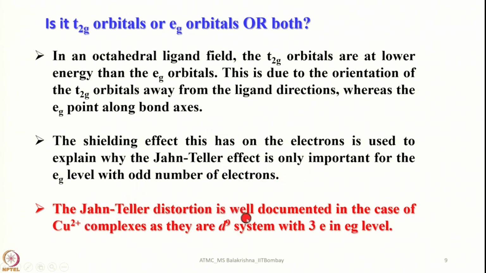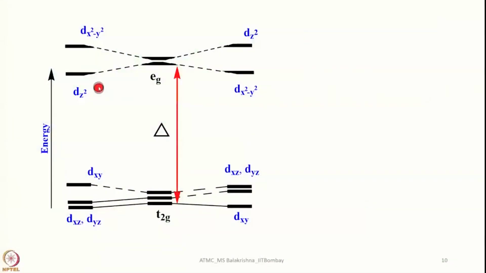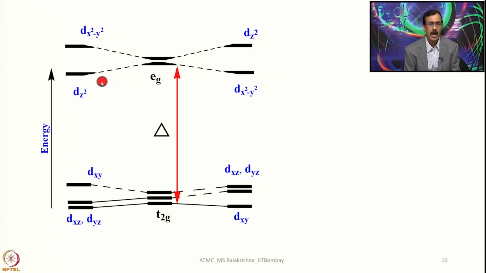The Jahn-Teller distortion is well documented in the case of copper 2 complexes, as they are D9 systems with 3 electrons in the EG level. So, that means when we have 3 electrons in the EG level, we have 2 options of filling them. I can put 2 electrons in dz square and 1 electron in dx square minus y square, or I can put 2 electrons in dx square minus y square and 1 electron in dz square. Let us say I put 2 electrons in dz square and 1 electron in dx square minus y square, so that it has a D9 electronic configuration.